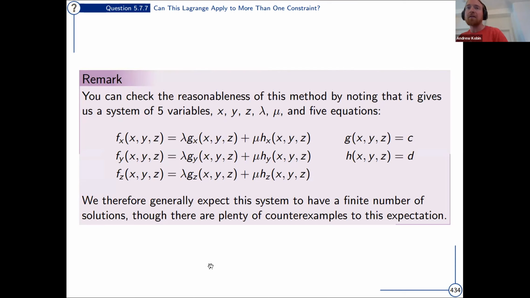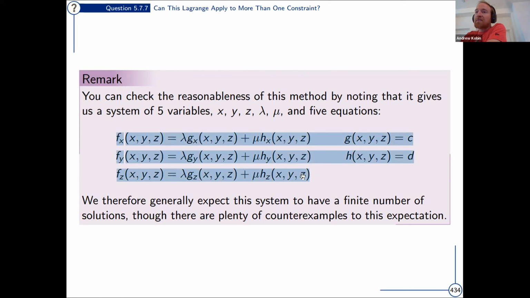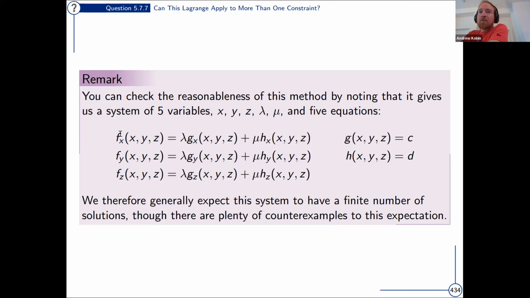And using that observation, for example, if we have this function f in terms of 3 variables, then we'll have 3 components to each of the gradient vectors involved. So our system of equations will look something like this. The first component of the gradient, that's the partial with respect to x, will be equal to lambda times the partial of g with respect to x plus mu times the partial of h with respect to x. And that's one equation in the 5 variables x, y, z, lambda, and mu. And we have similar equations for the y and z components of the gradient vectors.